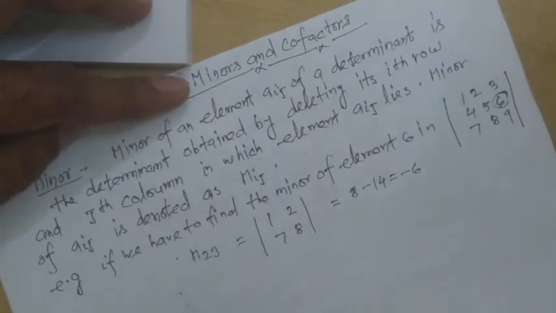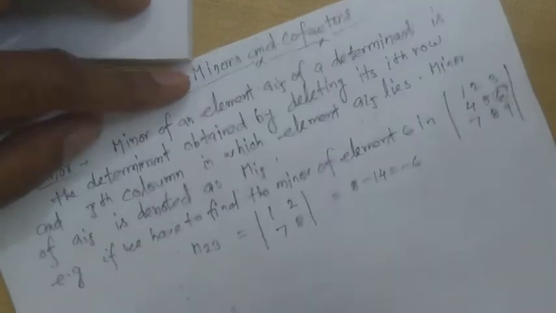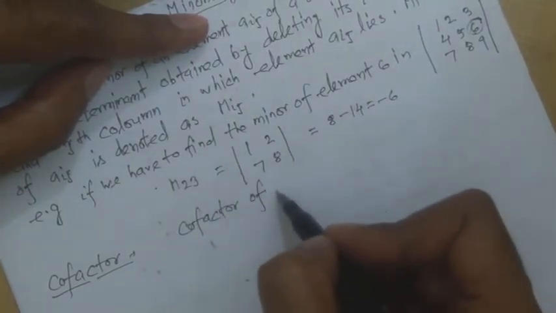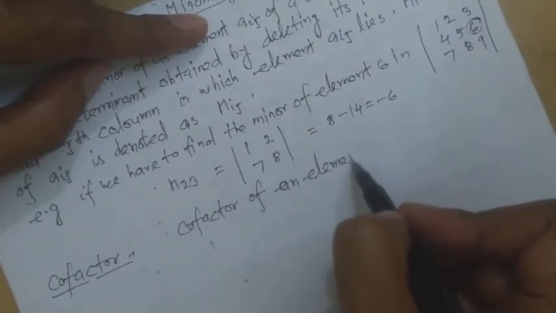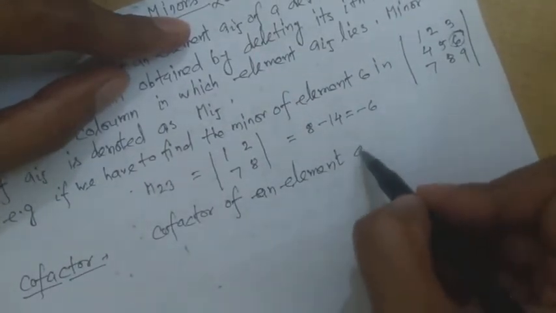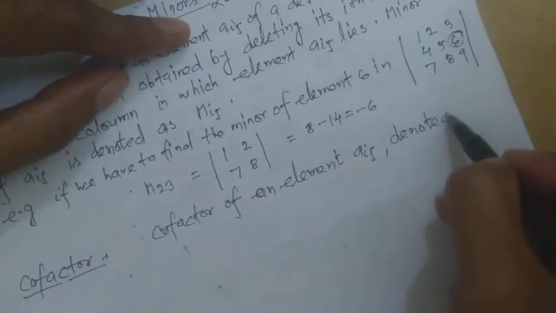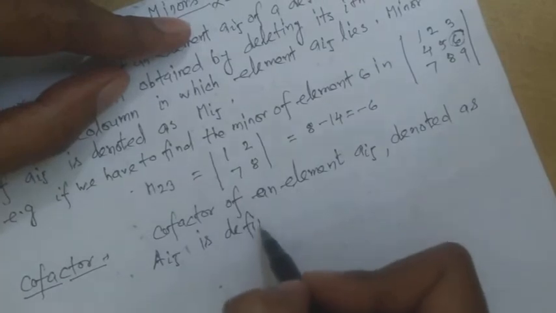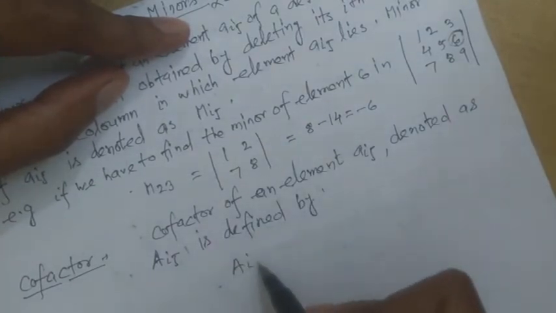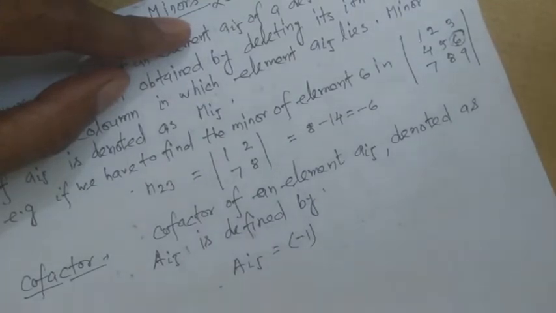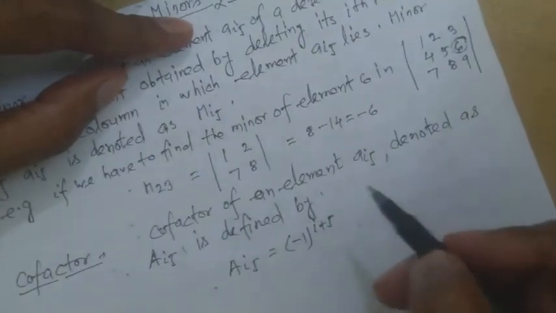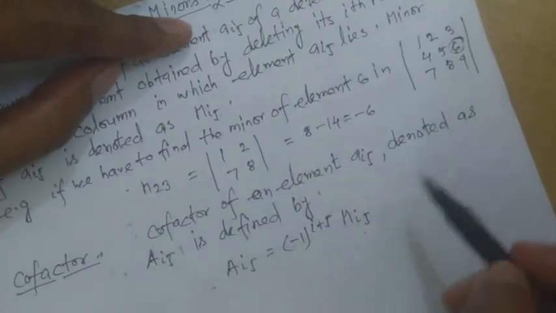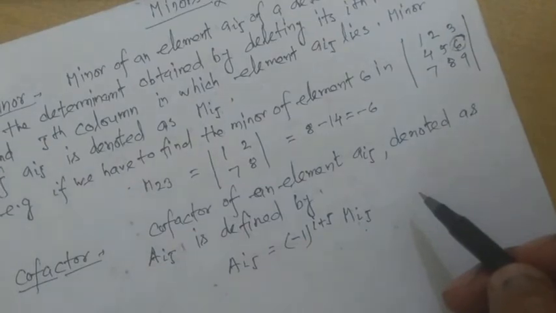Now we come to cofactor. The cofactor of an element Aij, denoted as capital Aij, is defined by Aij is equal to minus 1 power i plus j multiplied with Mij, where Mij, as we have stated above, is the minor of the element Aij.